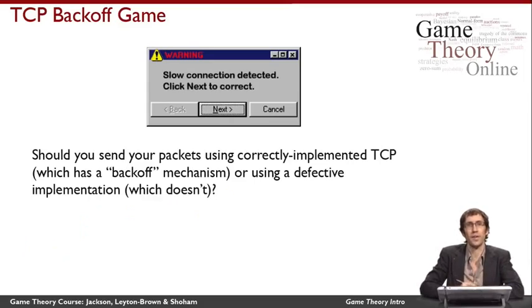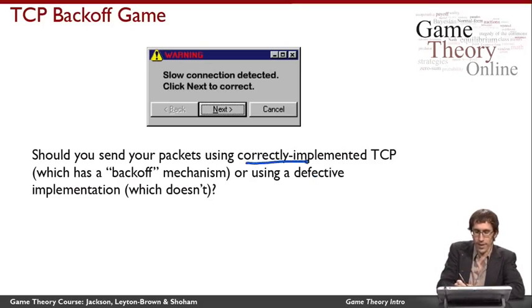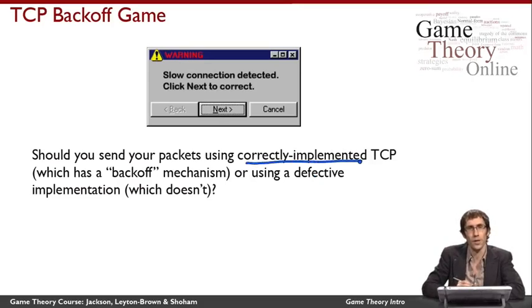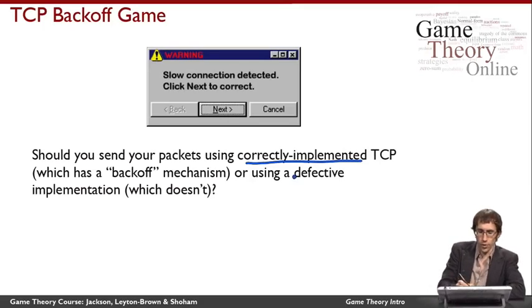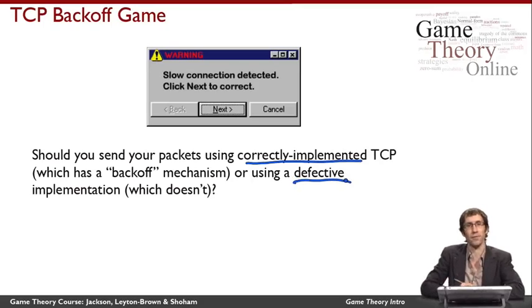I'd like to think about the strategic problem that you face in deciding whether to install this somewhat suspicious-looking piece of software. That is, I'd like to ask, should you send your packets on your network connection using a correctly implemented version of the TCP protocol, which does have the back-off mechanism inside it? Or should you run this program and instead use a defective implementation which disables the back-off mechanism and just blasts the network all the time without any concern for the congestion that it will cause other people or you?